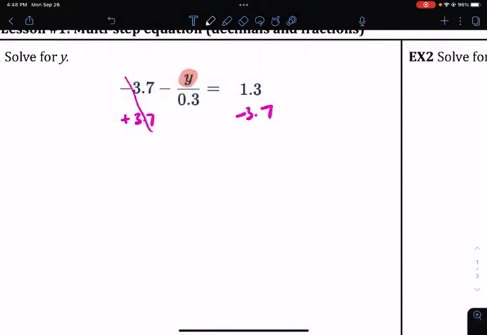So now we're left with, don't forget to bring down the negative, y over 0.3 equals, now we have 1.3, just put in a calculator, minus 3.7, this will give you 5.045.